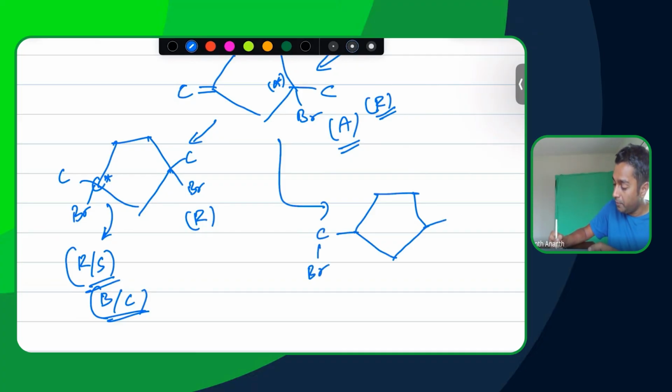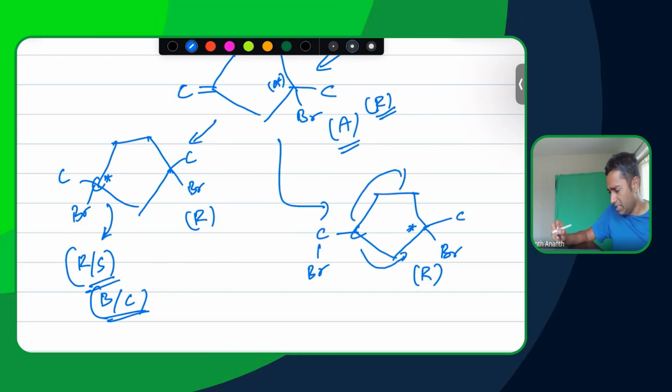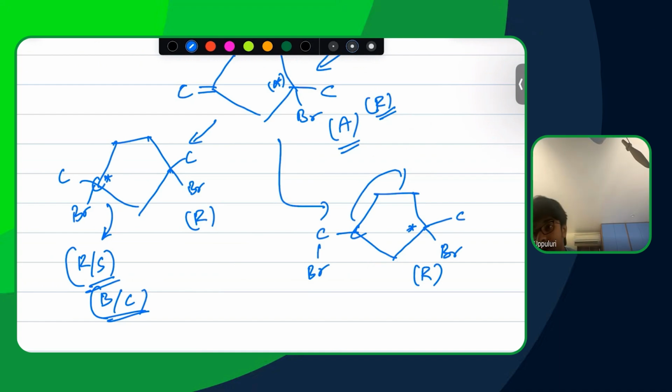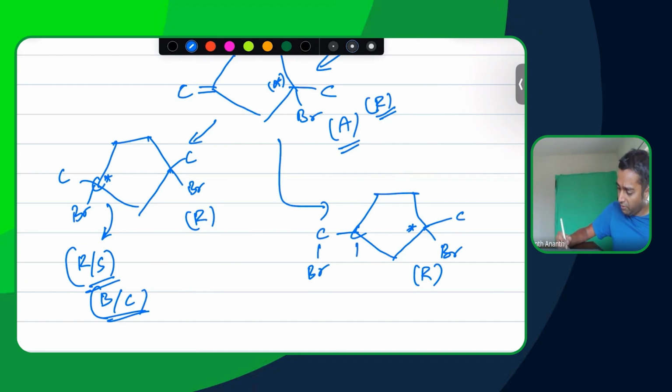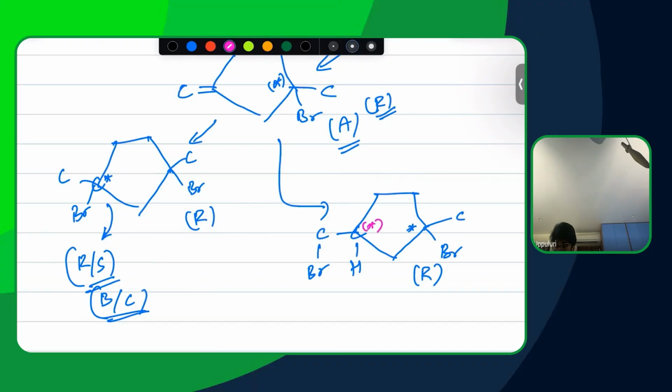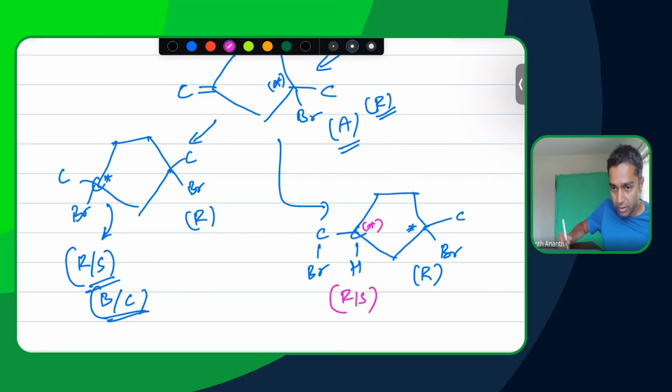So you're going to be getting this, and you're going to be having this as chiral, and you're going to be having R over here, let us say. Now this carbon here, this side and this side are not the same, and I have a hydrogen here. So this carbon is still chiral. Being still chiral, you're going to be having R and S over here as well. Meaning in E, total number of chiral carbons in one molecule of E is 2.